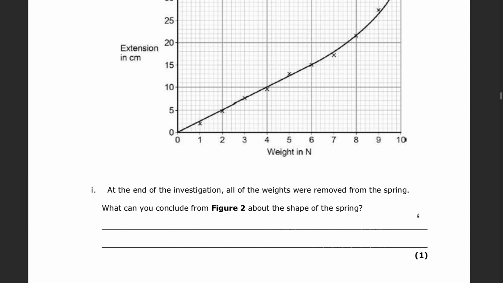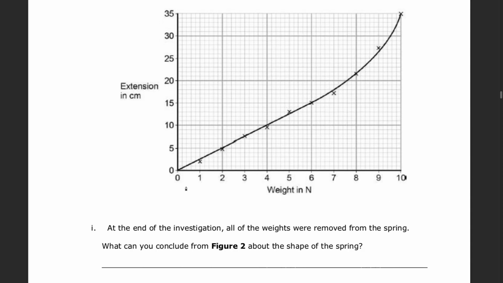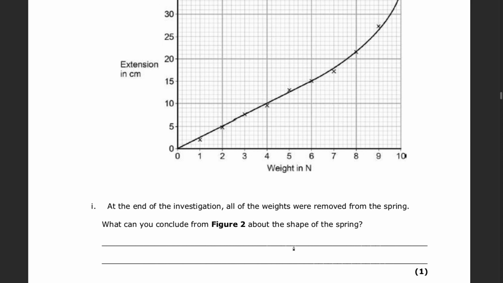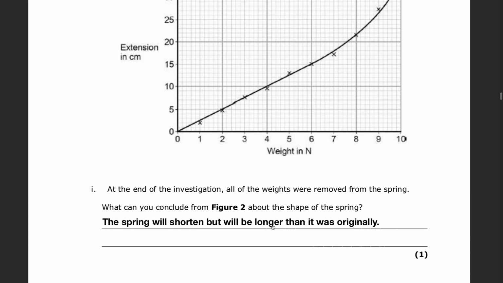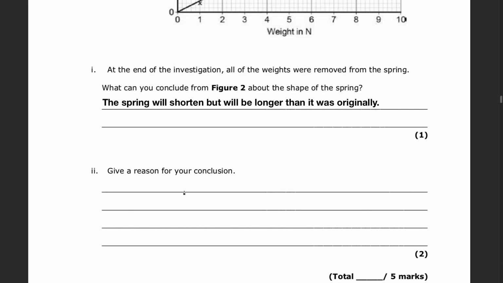Now here it is important to look again at the graph. Since the graph starts as a straight line but then curves upwards, then we know that the elastic limit has been exceeded. Now we've also learned that if the elastic limit has been exceeded, then the spring will be deformed, meaning it will not return to its original position, but although it will get shorter, it will not reach the original length. So from this we can conclude that the spring will shorten but will be longer than it was originally. Going on to part 2, give a reason for your conclusion.